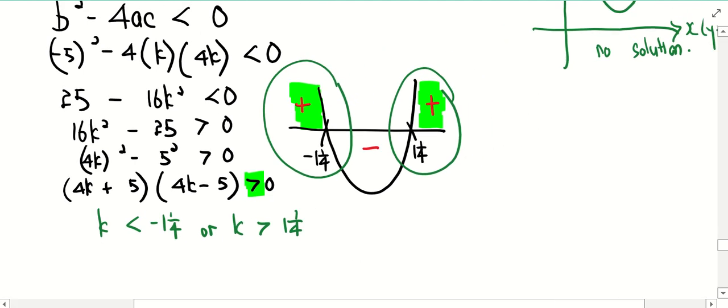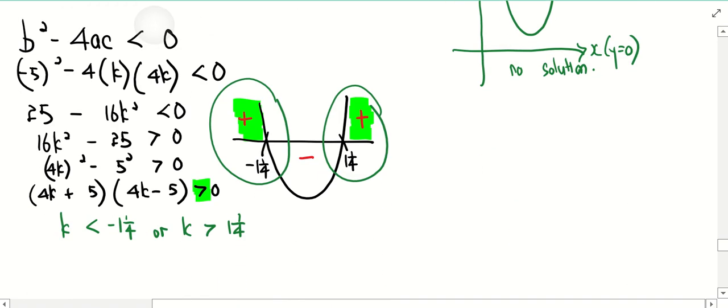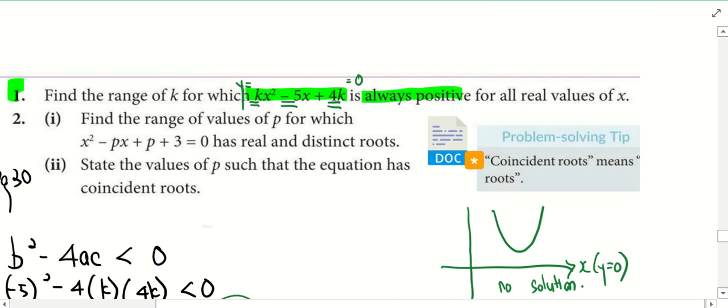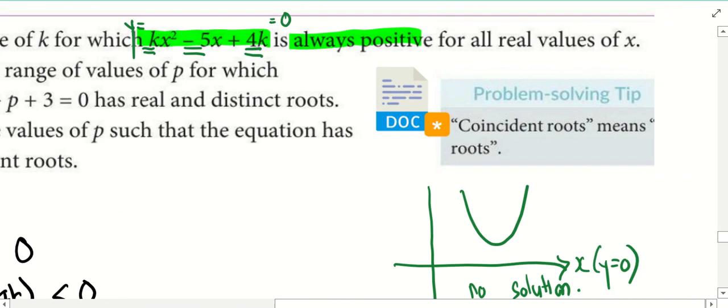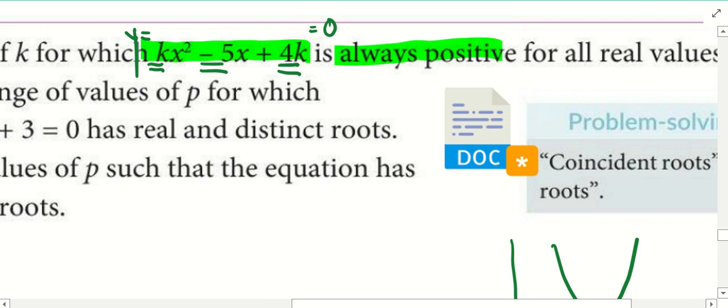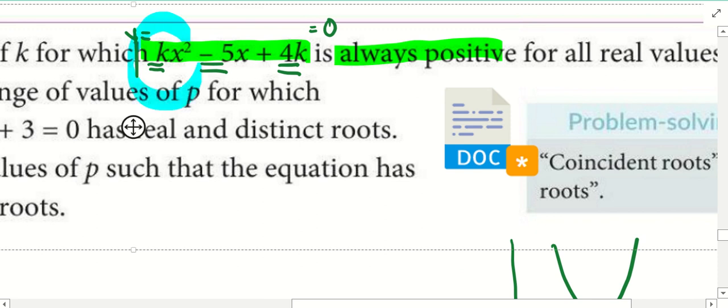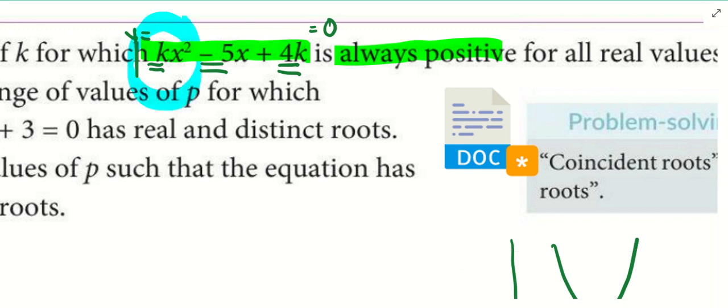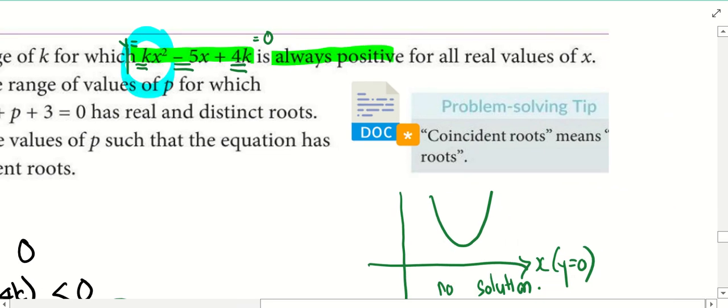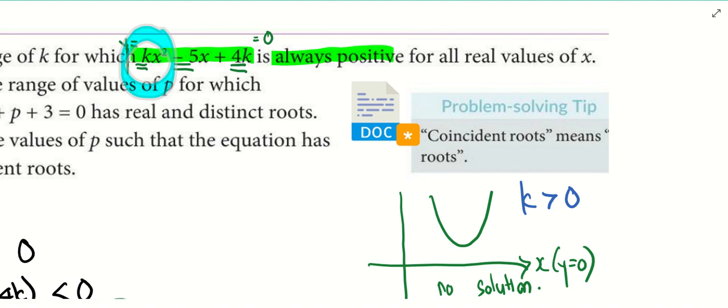Alright, most of the time they may not require you to draw a number line. Okay, there are two answers here, am I right? But remember, at the very start, if you want the curve to be always positive, I will get a U shape above, am I right? What is the condition over here? The coefficient of k here must be positive, am I right to say that? So I need to insert k must be greater than 0. So if k is greater than 0, then I will get a U-shaped curve. Do you agree?